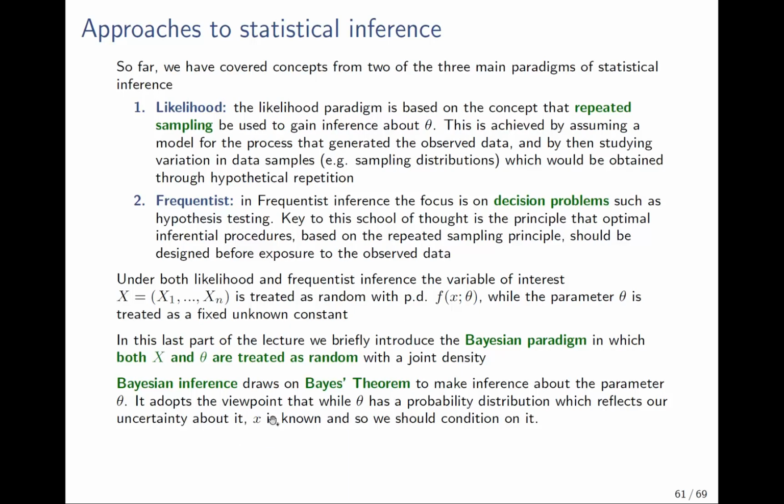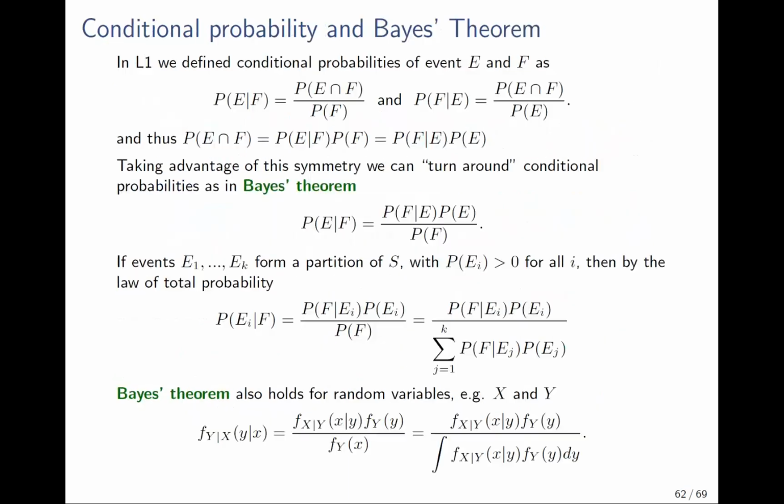So what Bayesian inference does then is it tries to use the data to tell us something about the distribution, or the conditional distribution, of theta given the data. And it's based on Bayes' theorem, which we covered in lecture 1. I won't repeat it in detail here.